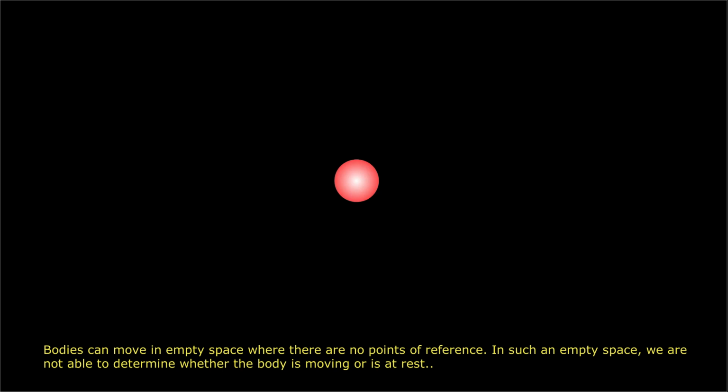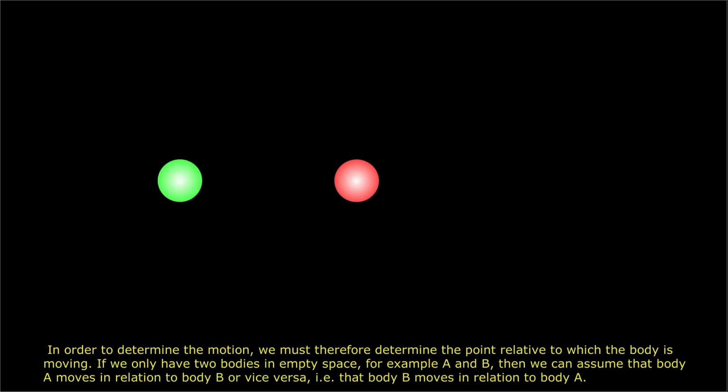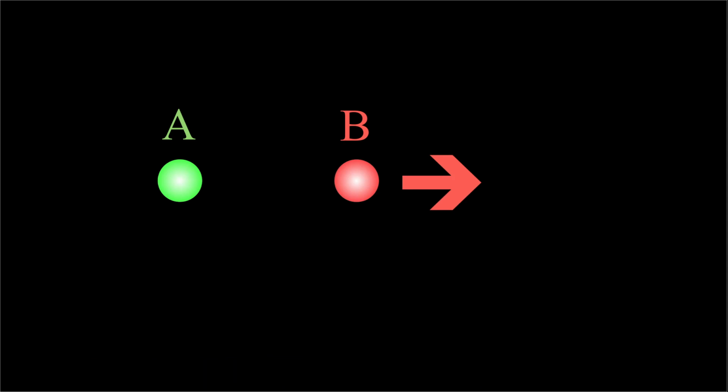Bodies can move in empty space where there are no points of reference. In such an empty space, we are not able to determine whether the body is moving or is at rest. In order to determine the motion, we must therefore determine the point relative to which the body is moving. If we only have two bodies in empty space, for example A and B, then we can assume that body A moves in relation to body B, or vice versa, i.e. that body B moves in relation to body A.